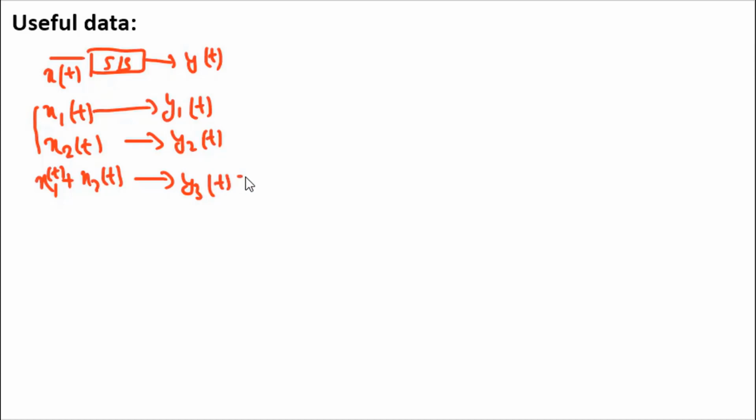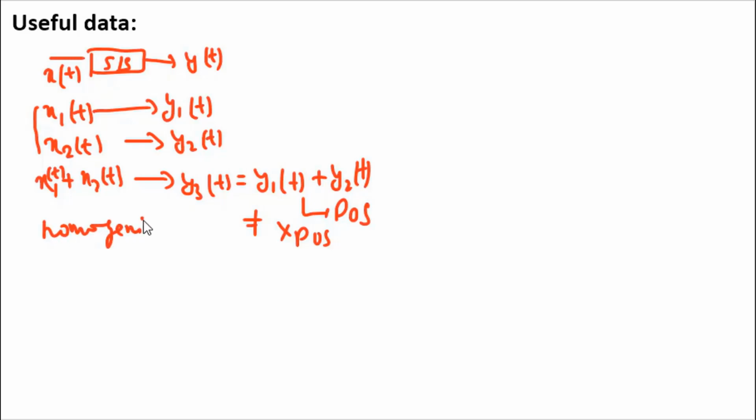And if this y3 of t is equal to y1 of t plus y2 of t, then it satisfies the principle of superposition. If not, then it is not satisfying the principle of superposition. So this is the first condition of a linear system. However, you can't be sure from this condition alone. You need to also check the homogeneity principle.